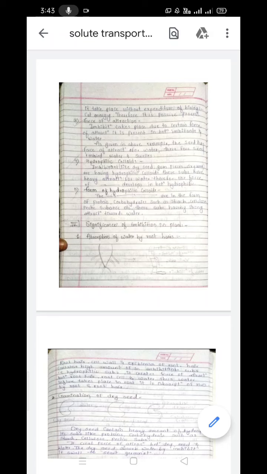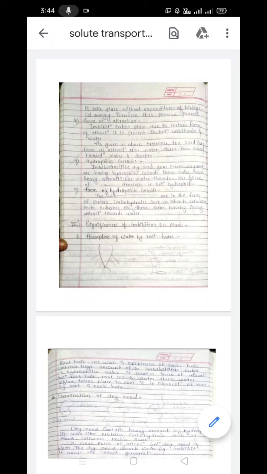Then significance of imbibition in plants. First one is the absorption of water by root hairs. So in significance there are two most important examples. First one is the absorption of water by root hairs and germination of dry seeds. So what's happening in case of root hairs? You know the figures of root hairs.